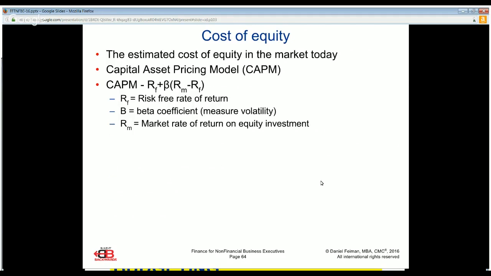The formula reads: capital R subscript F plus the beta symbol times a quantity, that is capital R subscript M minus capital R subscript F. So what does this mean? Well, the capital R refers to required rate of return. The subscript F refers to the risk-free rate. In other words, the first element in the formula, and in Excel and in mathematics we call that an argument, is: what is the risk-free rate of return?